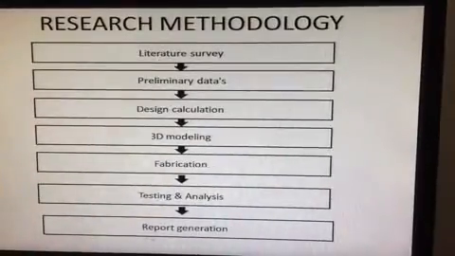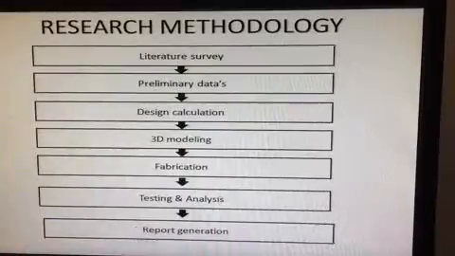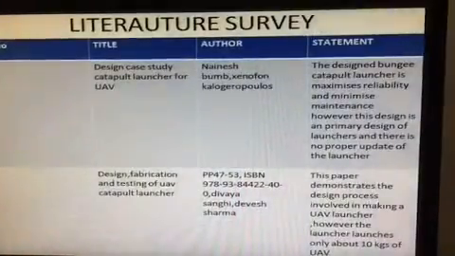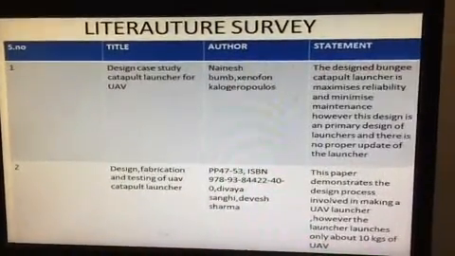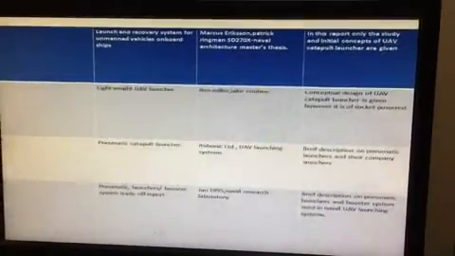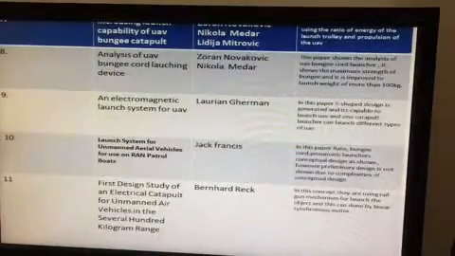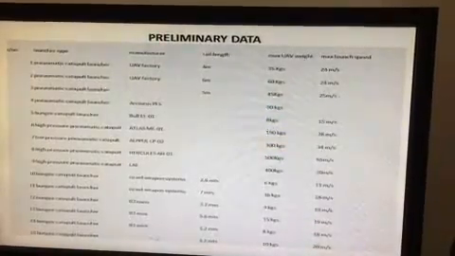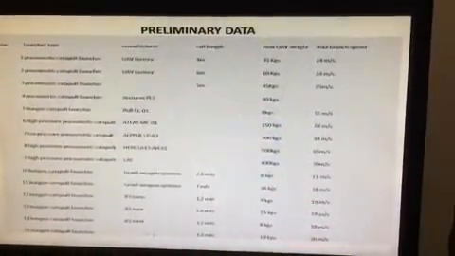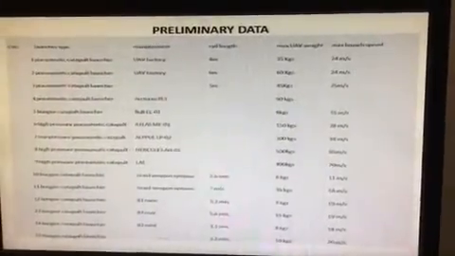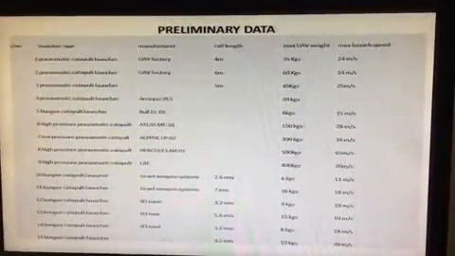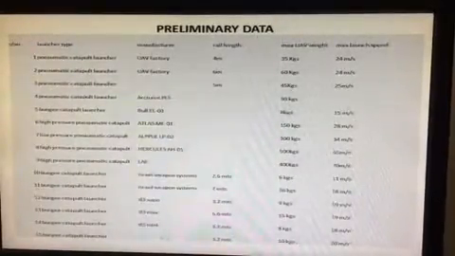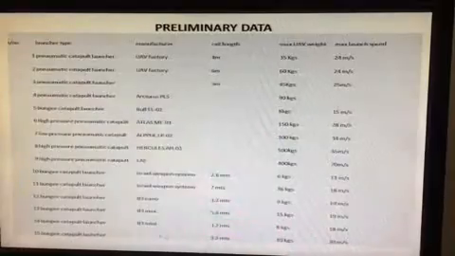The research methodology is literature survey, preliminary data, design calculation, 3D modeling, fabrication, testing, analysis, and report generation. For the literature survey, we have taken papers and written a statement for each. There are 15 papers, such as lightweight UAV launcher and pneumatic catapult launchers, and these are the papers visited. For preliminary data, we have included launcher type, manufacturer, rail length, maximum UAV weight, and maximum launch speed. We took 15 launchers: pneumatic catapult launcher, bungee catapult launcher, and bungee catapult launcher for high pressure. This is the data.